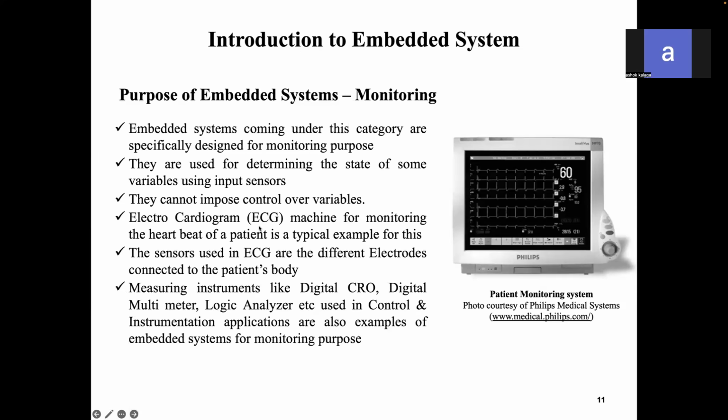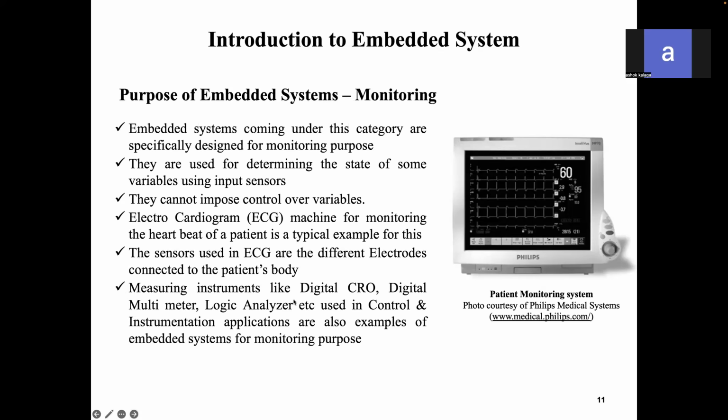Okay. So if you take an ECG machine for monitoring the heartbeat of a patient, it is a typical example of the system. ECG, electrocardiogram. The sensors used in the ECG are the different electrodes connected to the patient's body. Once the electrodes are connected to the patient's body, they acquire the heartbeat. Okay.